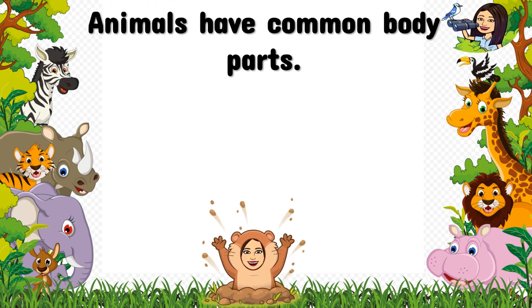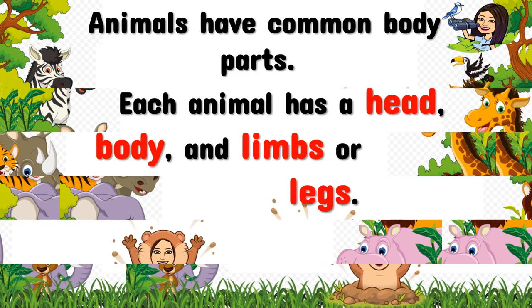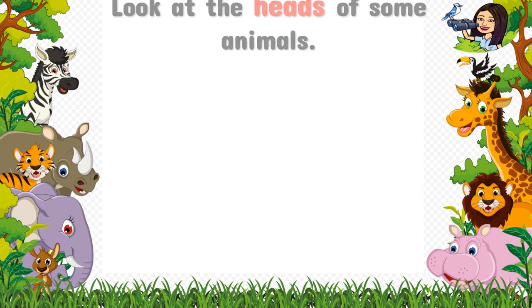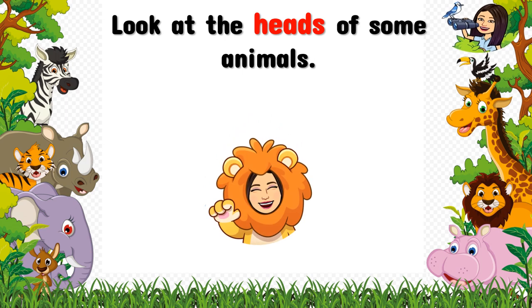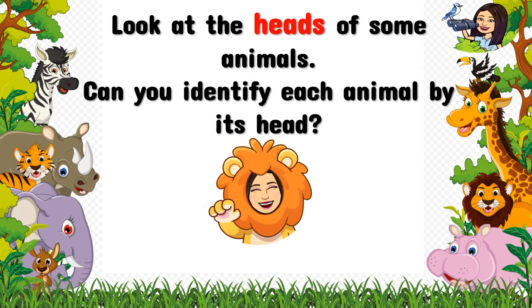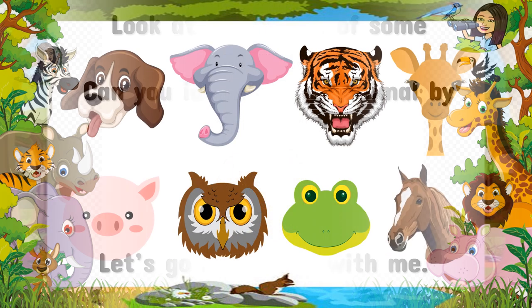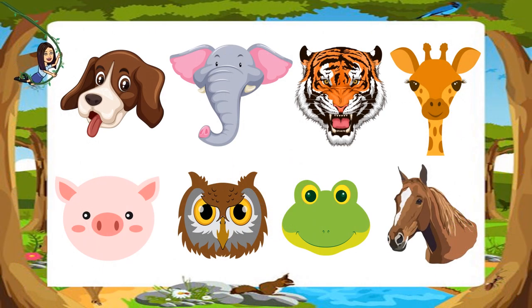Animals have common body parts. Each animal has a head, body, and limbs or legs. Look at the heads of some animals. Can you identify each animal by its head? Let's go and say it with me. Are you ready?